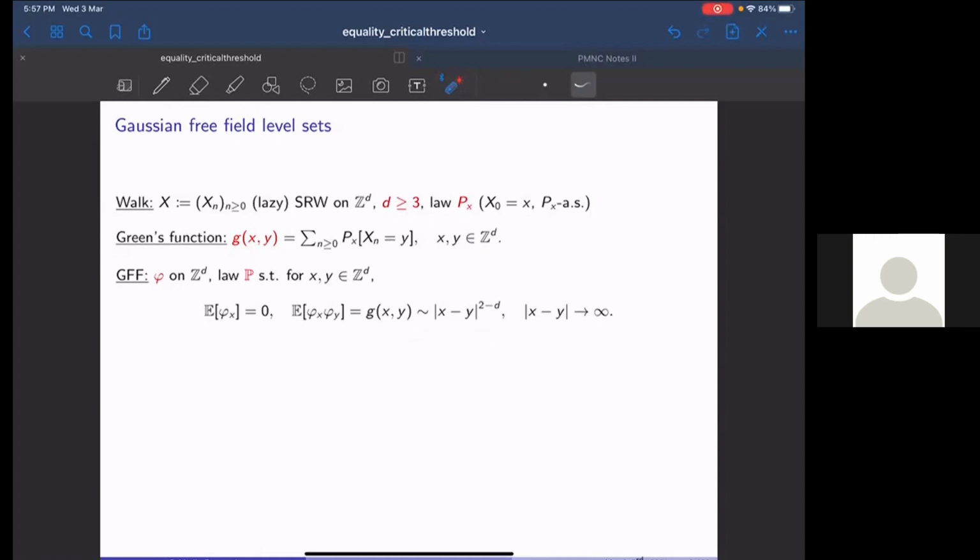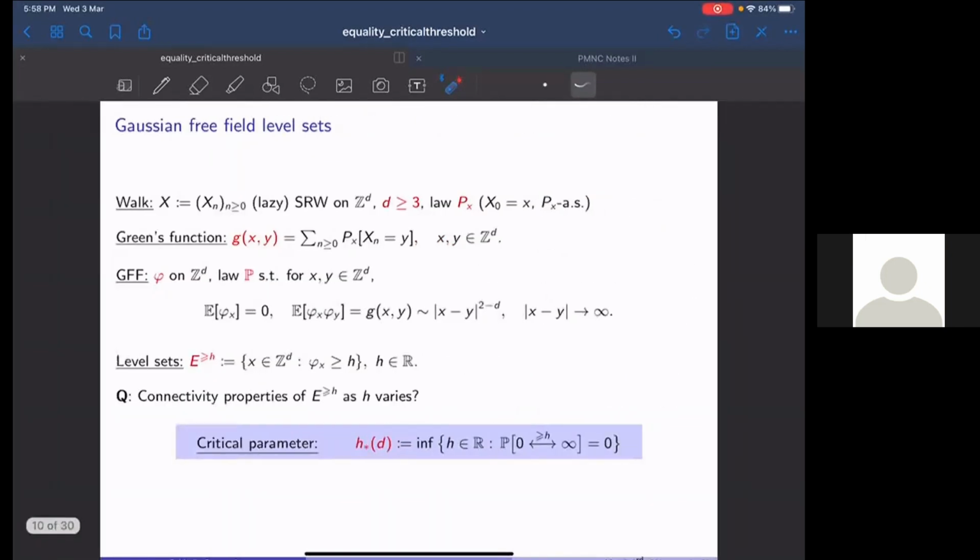So how do you create a percolation model out of a field? That's very easy, and you will see why this reverse direction of monotonicity becomes natural. What you do is you just look at its level sets. You just look at the set of points where the field is above a certain height h.